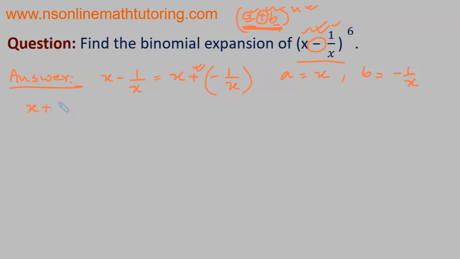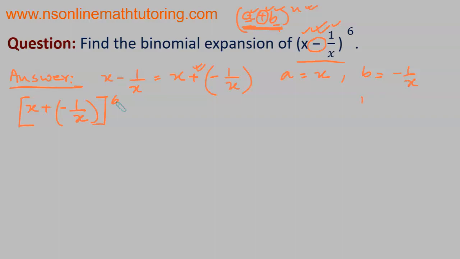The binomial expansion rule that we had learnt in our previous session. Okay. So, x plus negative 1 over x is getting raised to the power of 6. And since the n value is equal to 6, the total number of terms will be equal to 7. Okay? And what will be the coefficients? First of all, let us get the coefficients of those 7 terms. For that, we will be needing the Pascal's triangle.